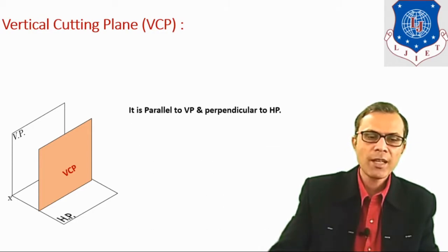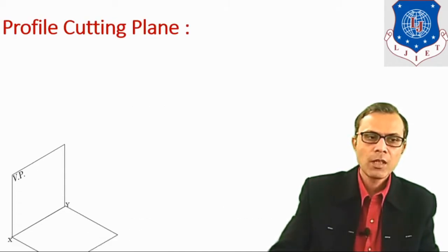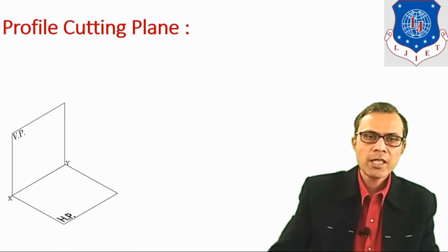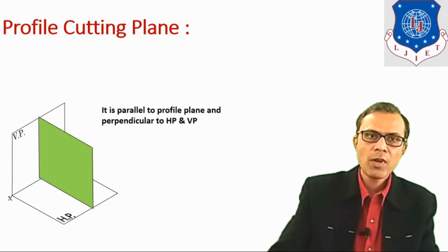Next type of cutting plane is profile cutting plane. Here the position of the cutting plane is parallel to the profile plane and it is perpendicular to both HP and VP. When we cut any object by this type of cutting plane, as it is parallel to the profile plane, the true shape of the section will appear in the side view.